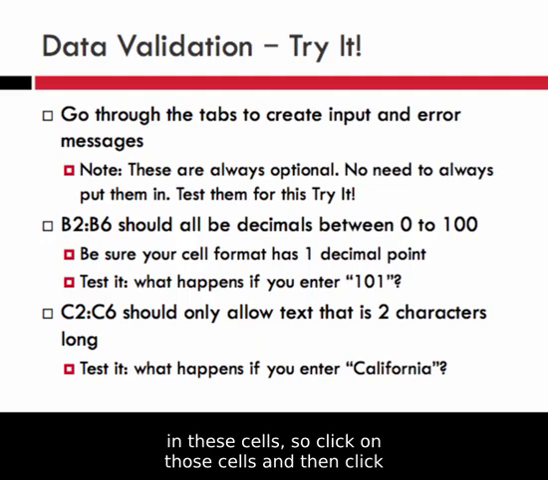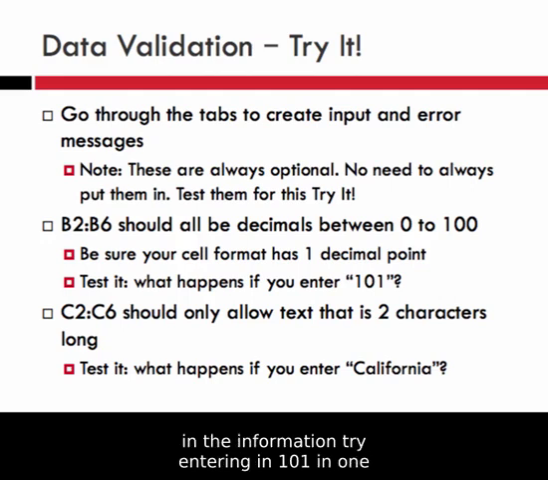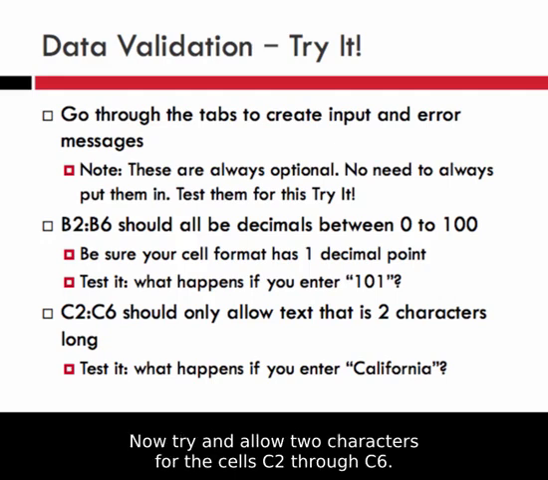So click on those cells and then click on the Data Validation button under the Data tab. Be sure your cell format has 1 decimal point, and after adding in the information, try entering in 101 in one of those cells and see what happens.